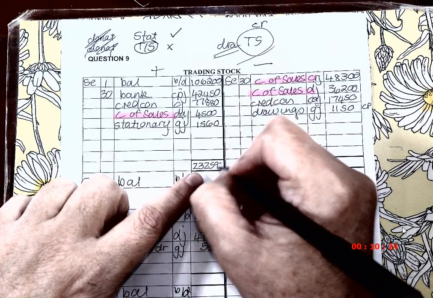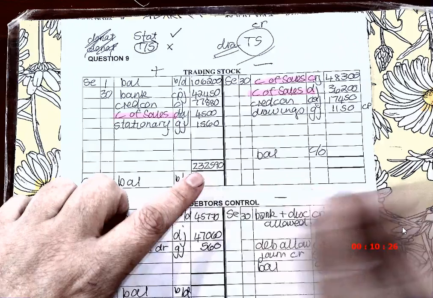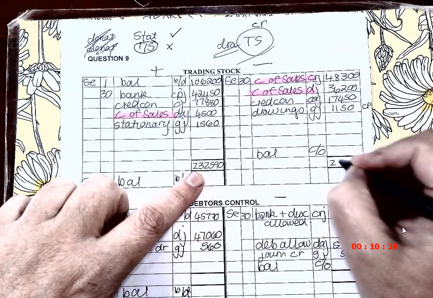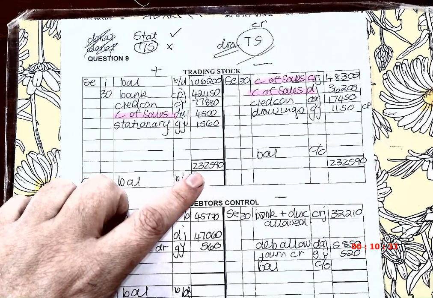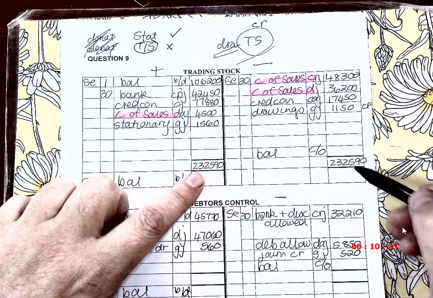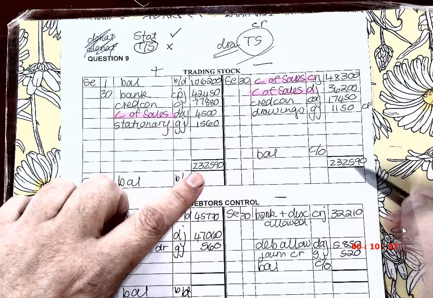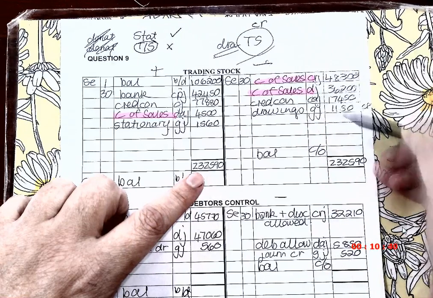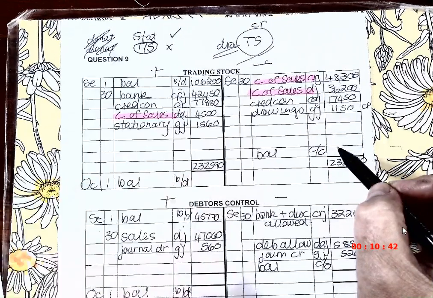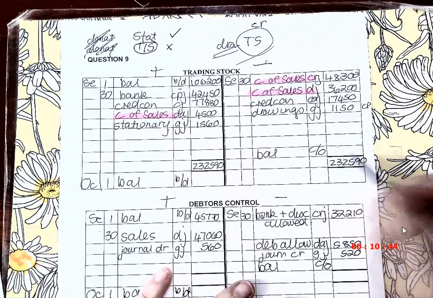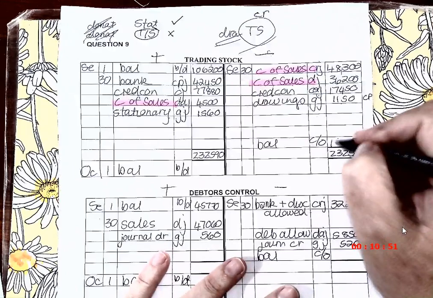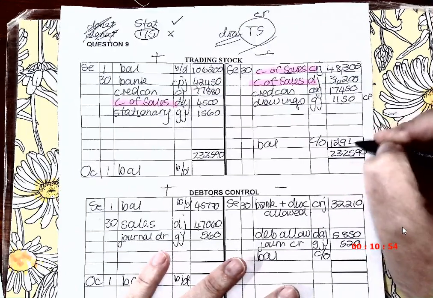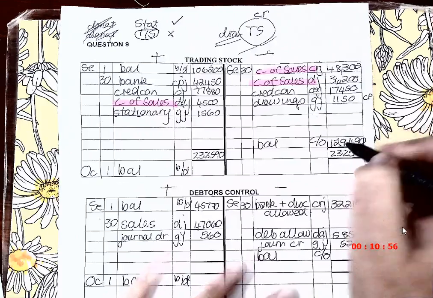232590. And now I know this goes this way. 232590. Then I say that 2325 less these things will give me my balance CO, which is what? 129490. And I know this one is copy and paste.